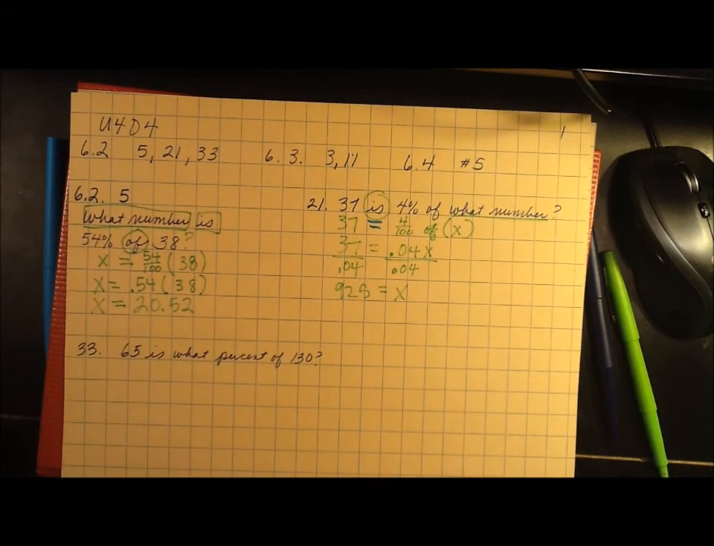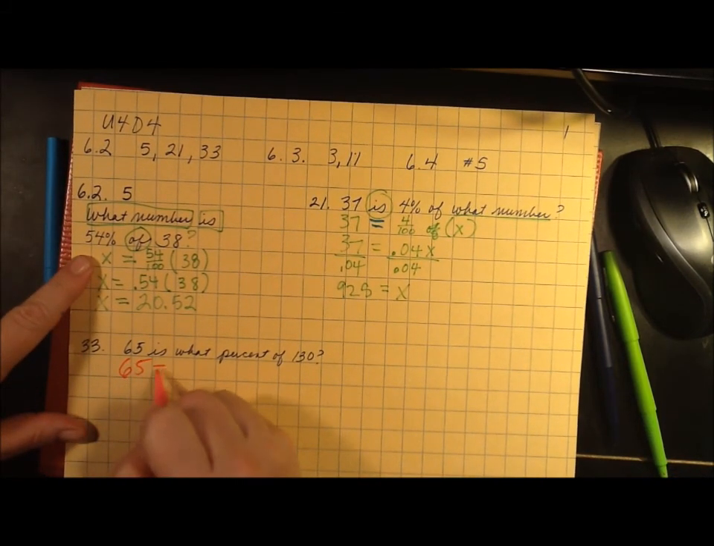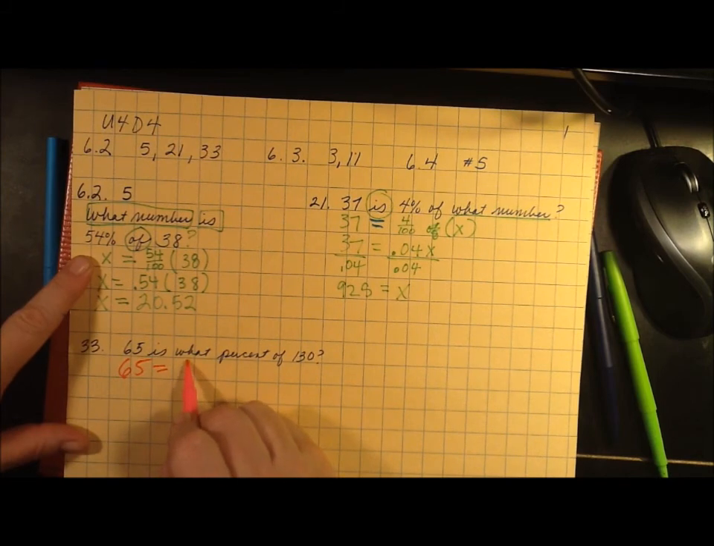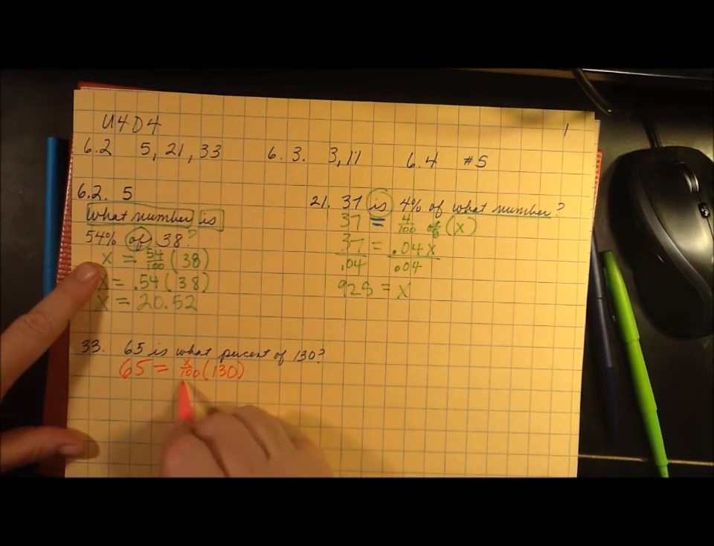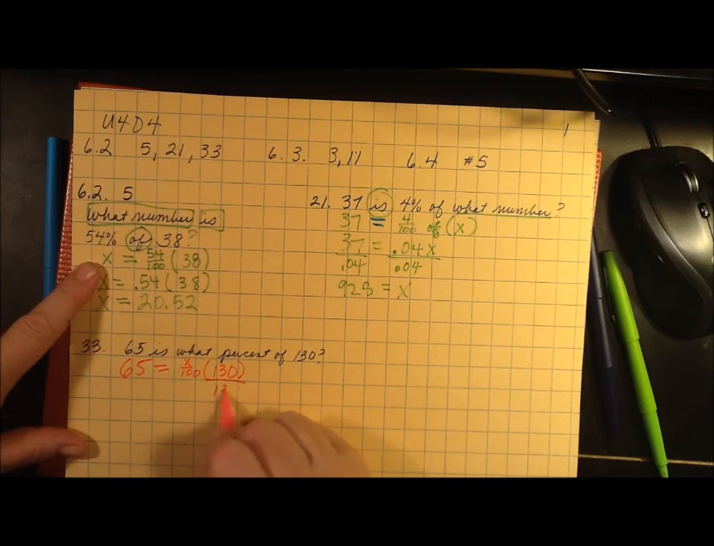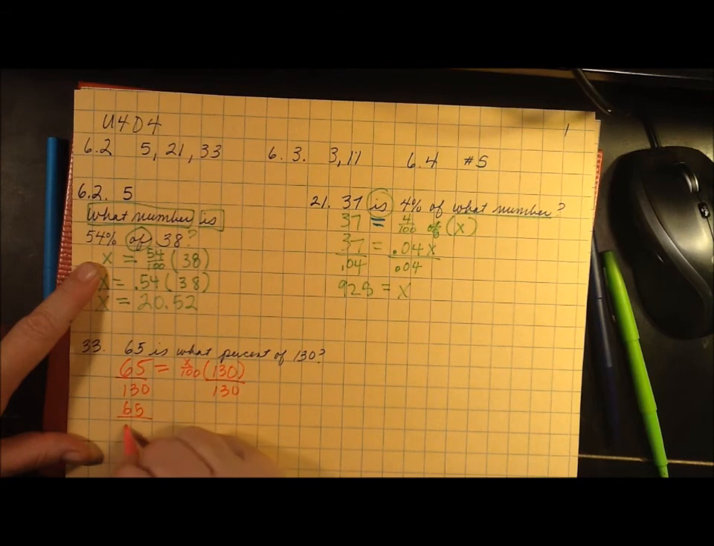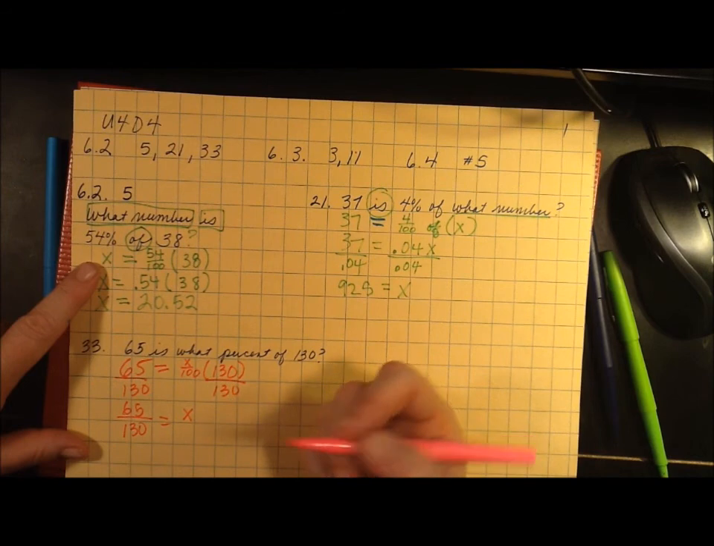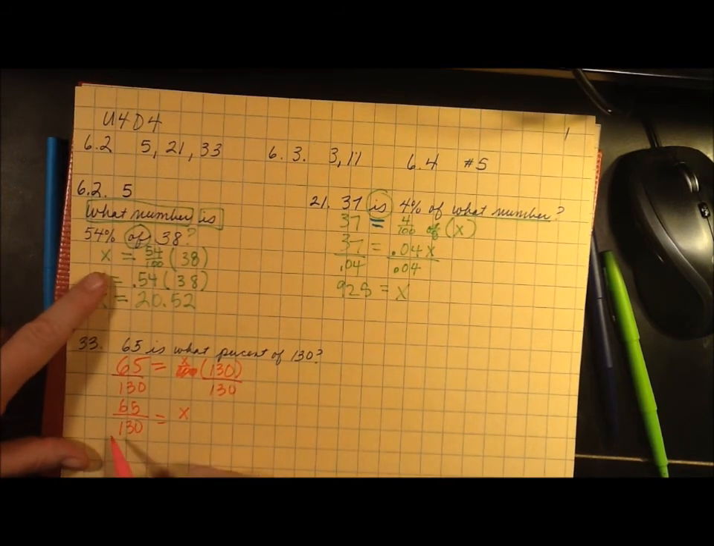Here again, we're still translating. 65 equals x over 100 times 130. I'm going to work to get x alone, so divide by 130. 65 divided by 130 equals x. I don't even need my 100. So that's 1/2 equals x, or 0.5 equals x, and 0.5 is the same as 50%.